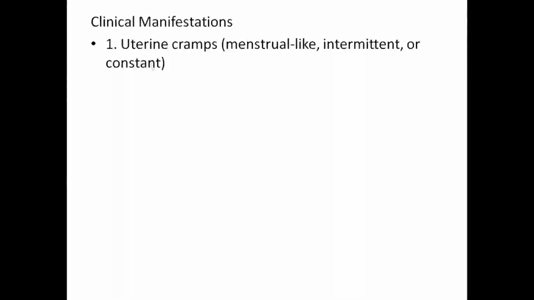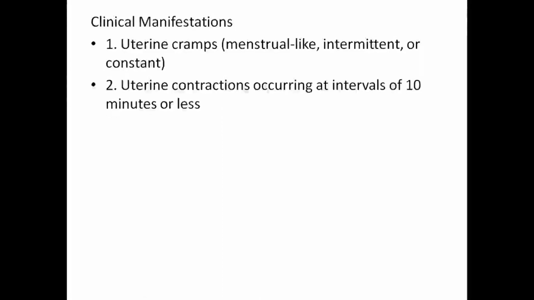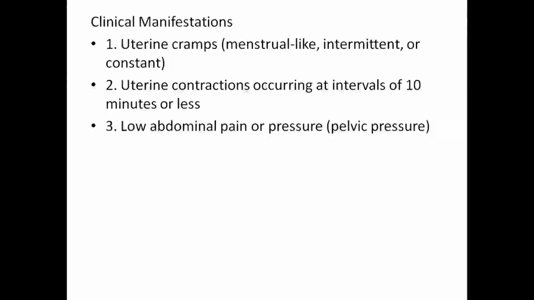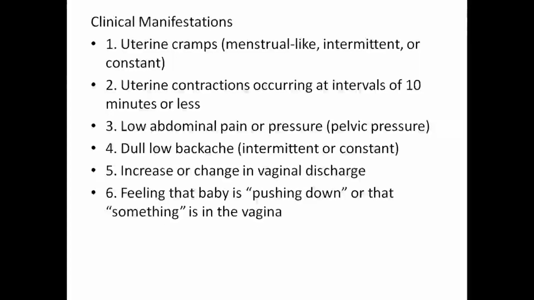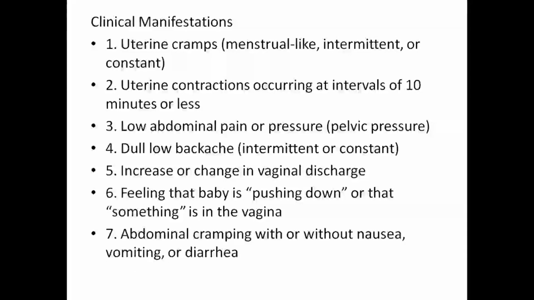Clinical manifestations include uterine cramps, menstrual-like cramps, intermittent or constant, uterine contractions occurring at intervals of 10 minutes or less, low abdominal pain or pressure, that is pelvic pressure, dull low backache, intermittent or constant, increase or change in vaginal discharge, feeling that the baby is pushing down or that something is in the vagina, abdominal cramping with or without nausea, vomiting or diarrhea.